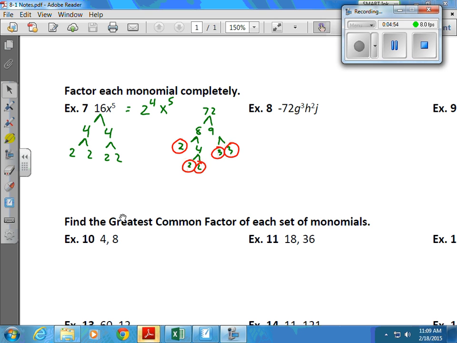So you have -1 times 2 to the third times 3 to the second times g to the third h to the second j. That's factored down.